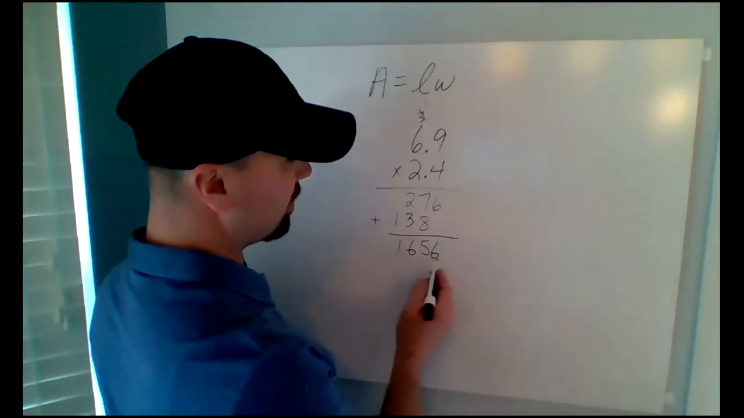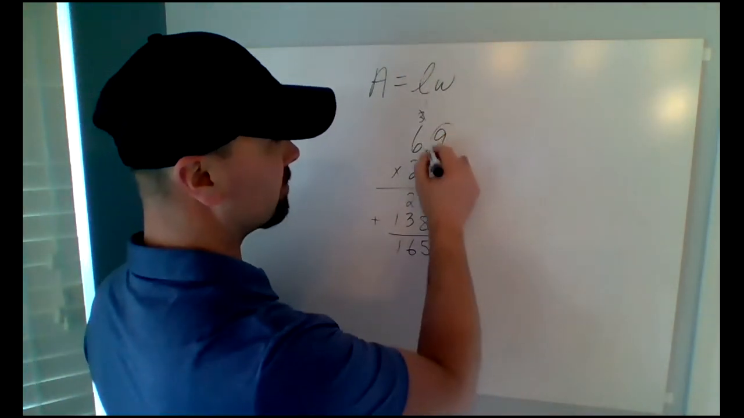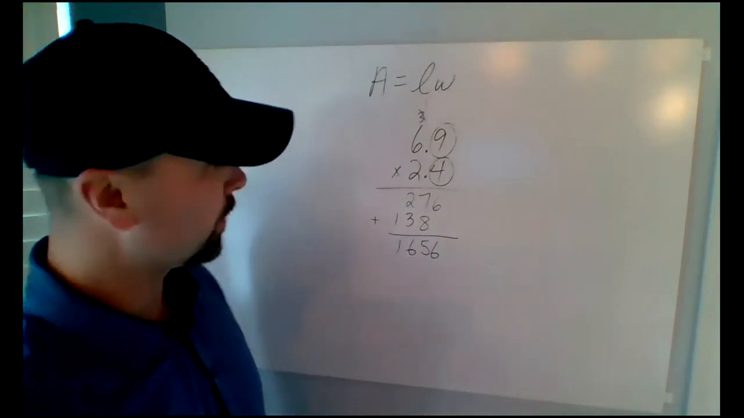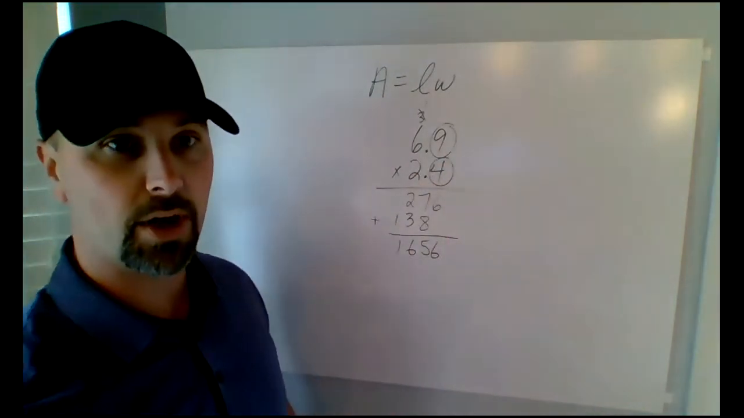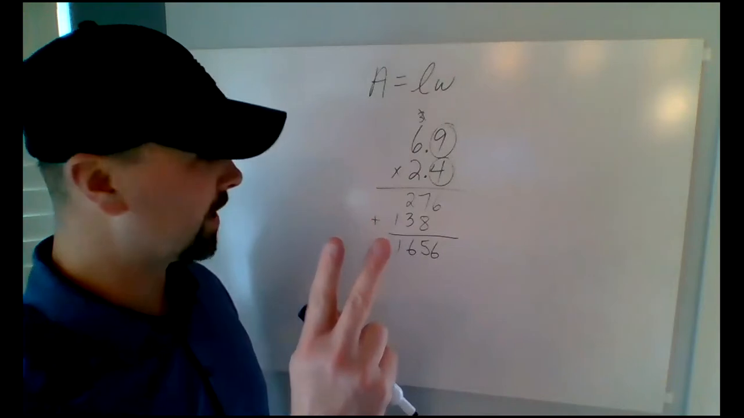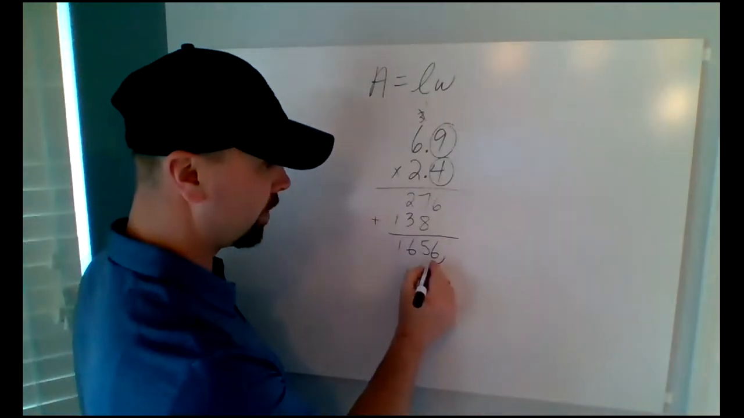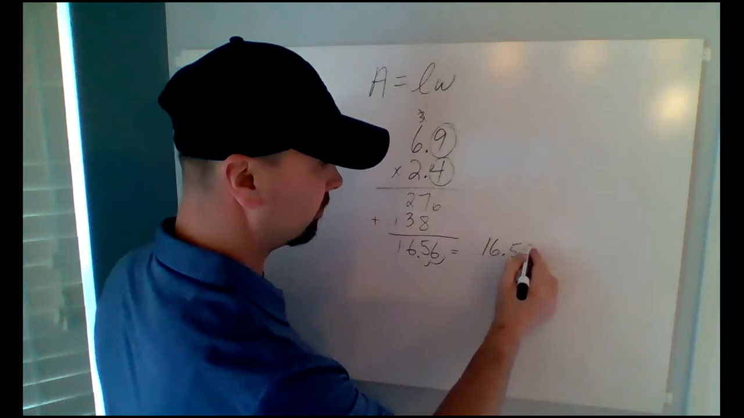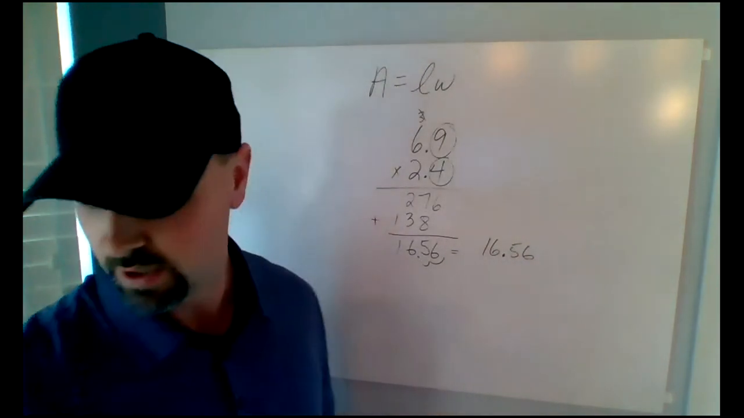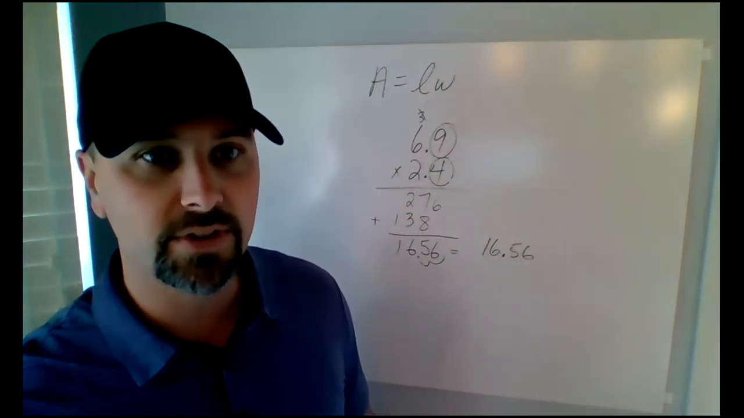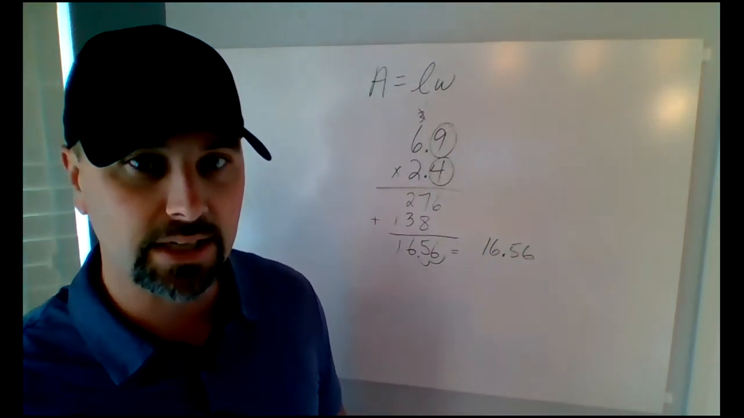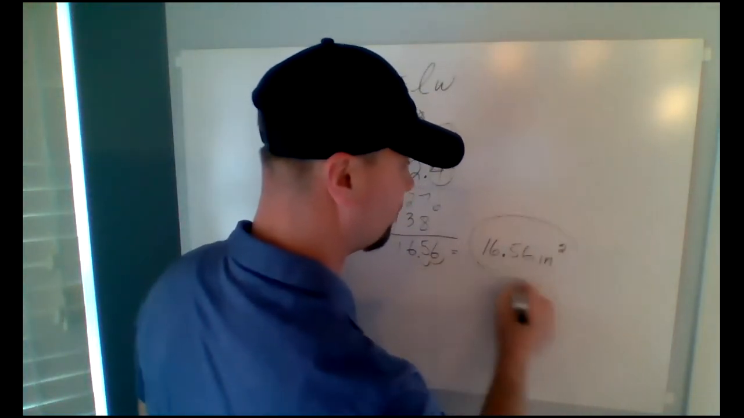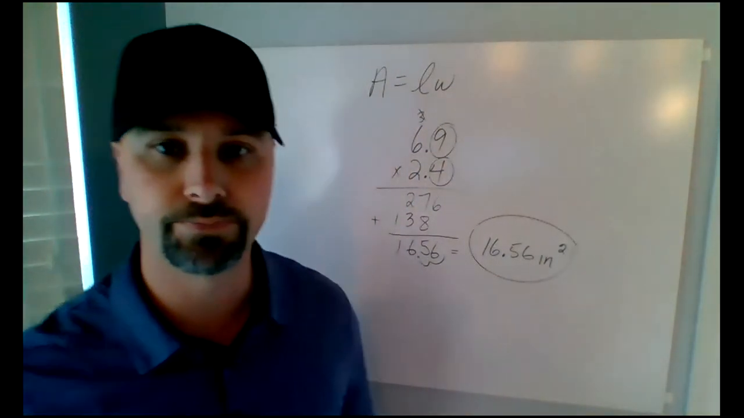Now here's the part where we figure out the decimal. The decimal goes in based off of how many decimal places are in your problem. So we can see 2 decimal places in our problem. So we're going to move it 2 places from the right. 1, 2. So our answer is 16.56. That's listed in inches, so square inches.